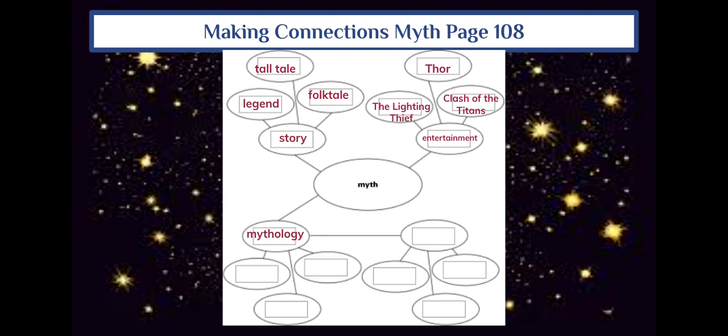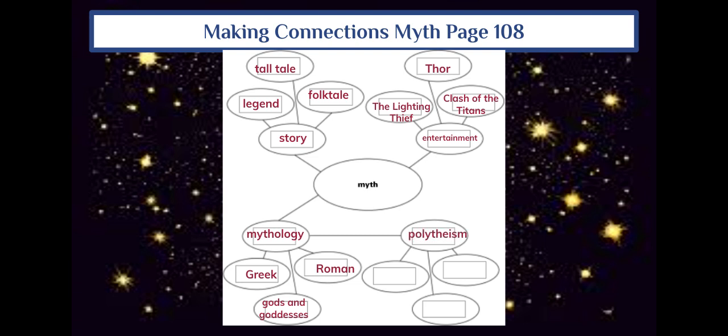Much of the Greek and Roman mythology is centered around gods and goddesses. So beneath mythology, you're going to write Greek, Roman, and gods and goddesses. Such as Thor, the god of war in Norse mythology, Neptune, the god of the sea in Roman mythology, and Nike, the goddess of victory. Now that we have completed this mythology branch, we know that mythology is based on many gods and goddesses. When a specific group of people believe in many gods and goddesses, that is called polytheism.